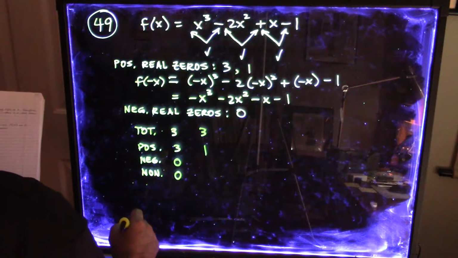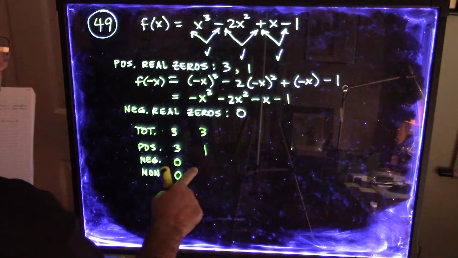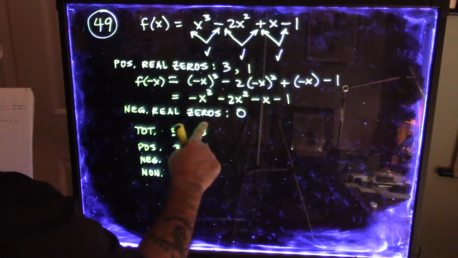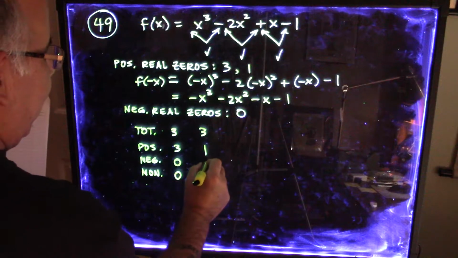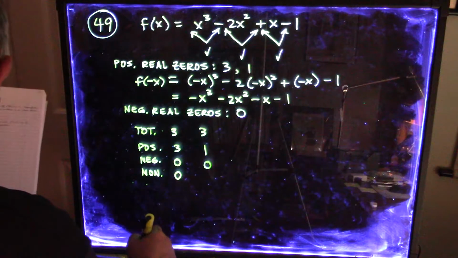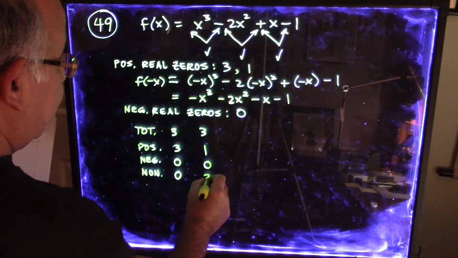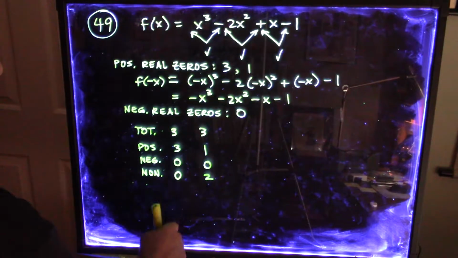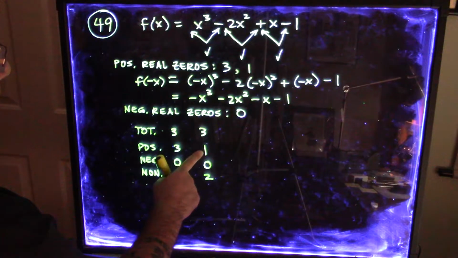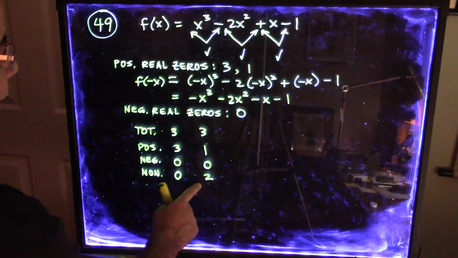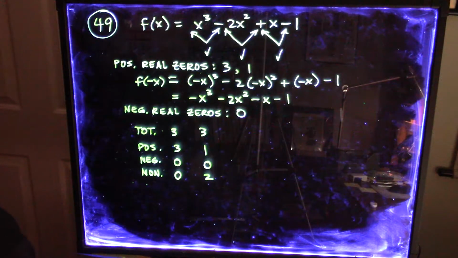Alright, so we could have, well, could we have 1 negative real? No, we already said there are no negative real roots, so that has to be a 0 for both cases. So that means there would have to be 2 non-real roots to add up to 3, 2 plus 1. Okay, so if this were the case, you would see the graph crossing the x-axis only at one point on the positive side of the x-axis. You would not see the non-real ones appear on the graph.